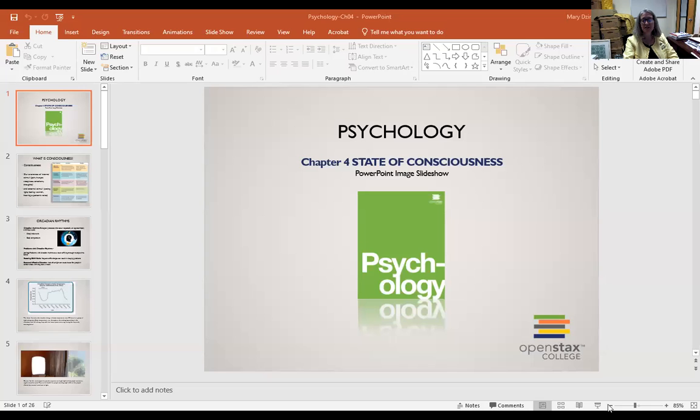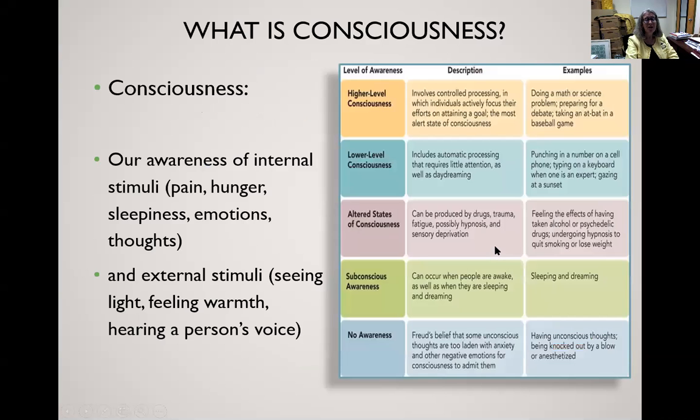So let's get right to the states of consciousness. This is chapter 4 that we're going to start to cover in this video. So I want to begin by asking the question, what is consciousness? What does it mean to be conscious? So consciousness has to do with our awareness of both our internal stimuli, so our thoughts, our feelings, how hungry we are, how much pain we're in, are we tired, and external stimuli, so what's going on around us, who are the people around us, the things that are around us. And so our awareness of internal and external stimuli, that's our consciousness.